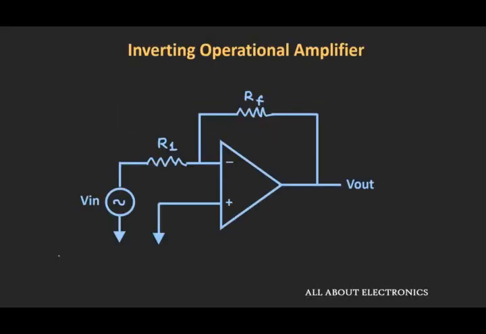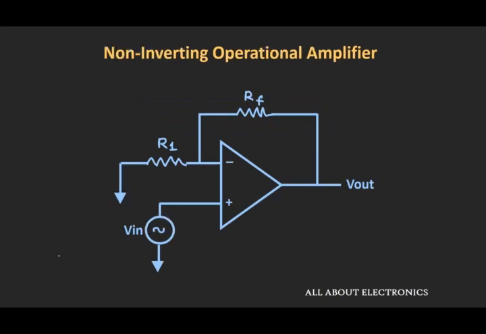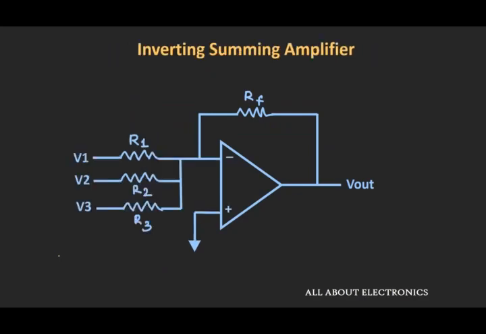So now in the earlier video of inverting and the non-inverting op-amp configuration, we have applied the single input either to the non-inverting or the inverting op-amp terminals. Now in this video, we will apply the multiple inputs either to the inverting or the non-inverting op-amp terminal, and we will see how this configuration can be used as a summing amplifier.